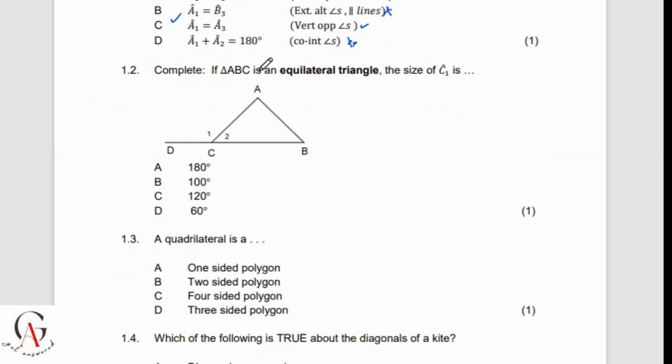Then complete if a triangle is equilateral. Now we know that an equilateral triangle, all the sides are equal, and then all the angles are going to be 60. They want us to get the size of C1, which is the exterior. Remember, exterior must be the sum of these 2 interiors. So 60 and 60 should give us a 120. So C is the correct option.